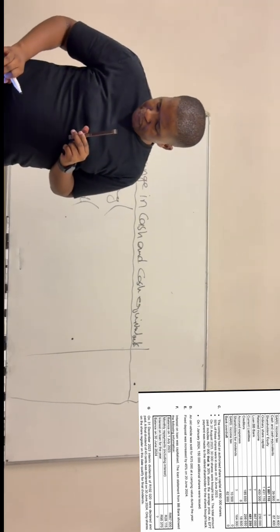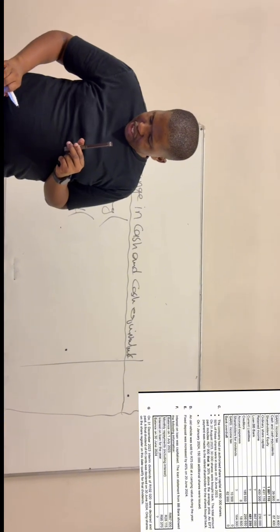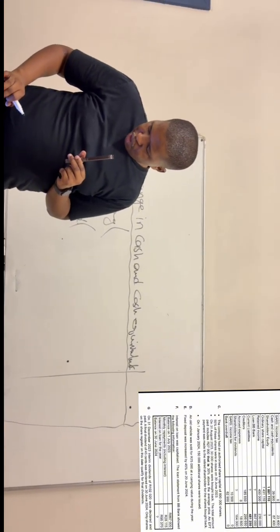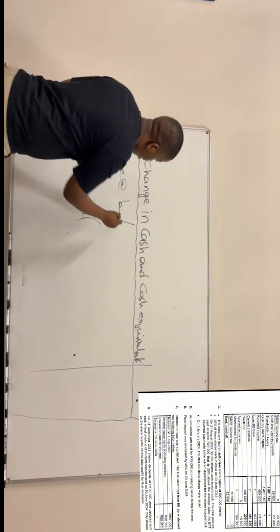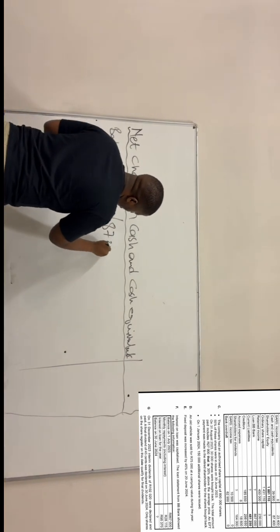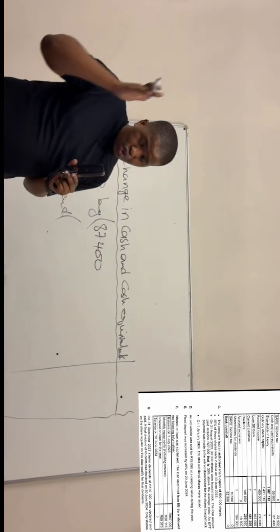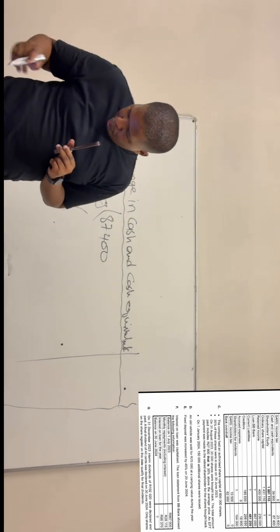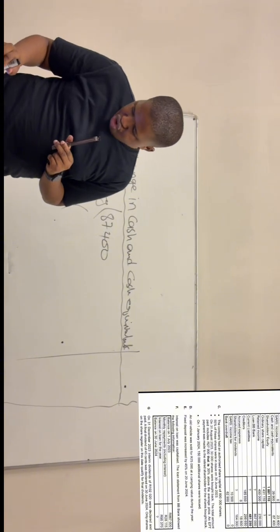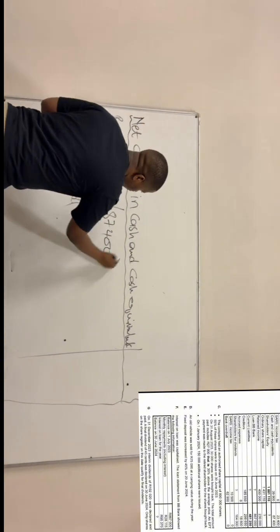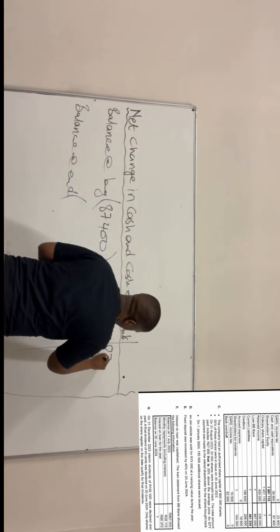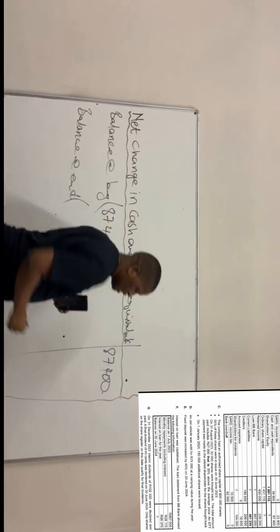We start focusing on 2023. How much do we have as cash and cash equivalents in 2023? We have 87,400. Still focusing on 2023, do we have a bank or bank overdraft? We do not have any of that. Therefore, the 87,400 remains the way it is.